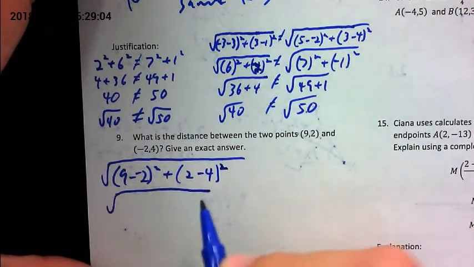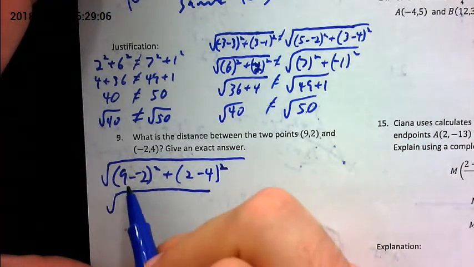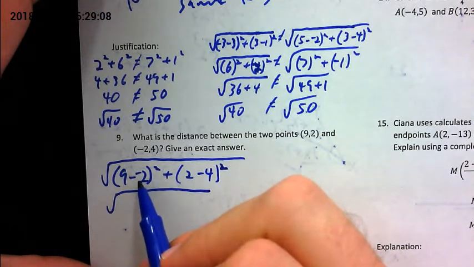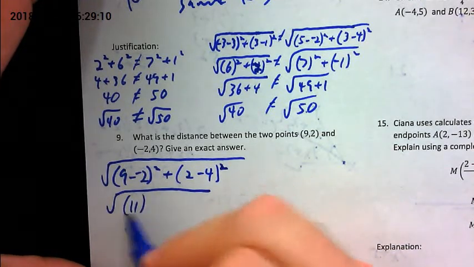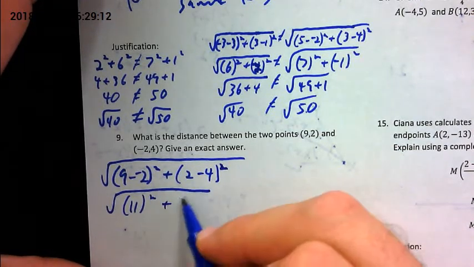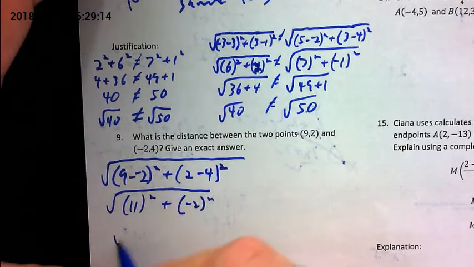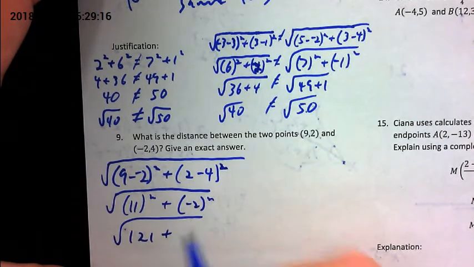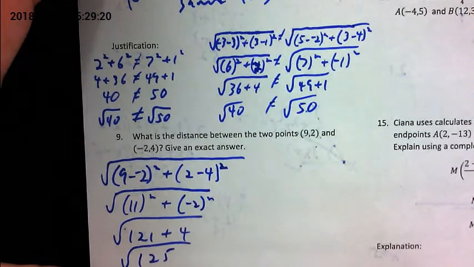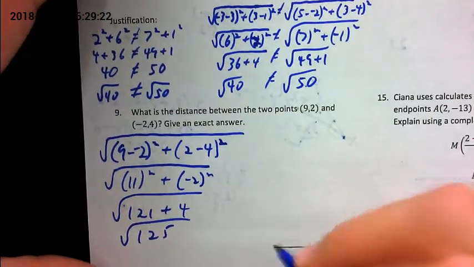And always make sure you can read your own handwriting because it can be an issue sometimes. 9 minus negative 2 is 11. 2 minus 4, negative 2. 11 squared, 121. 2 squared is 4. Add them up, that's 125.